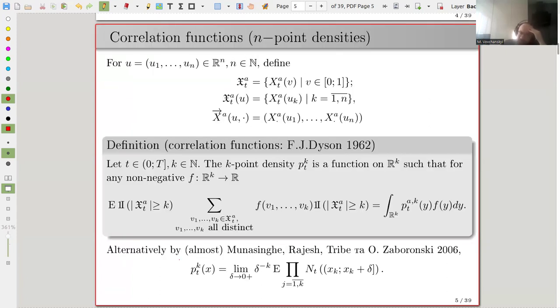So the main objects are correlation functions, as physicists call them, or endpoint densities, as mathematicians prefer to call them. So we define this function P, A, K, T. This is the k-point density of the Arratia flow with drift A. And it's simply defined in this manner. We consider all surviving particles within the flow and take all k-tuples of distinct particles and sum over all such ensembles. So if F is the indicator of some set, that is a very well defined thing. And here then also stands simply A.